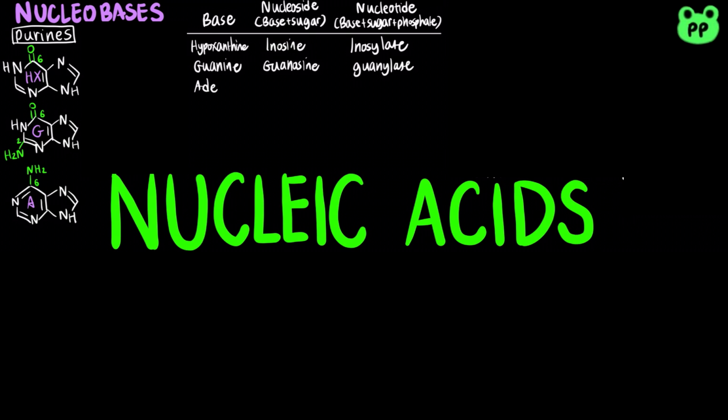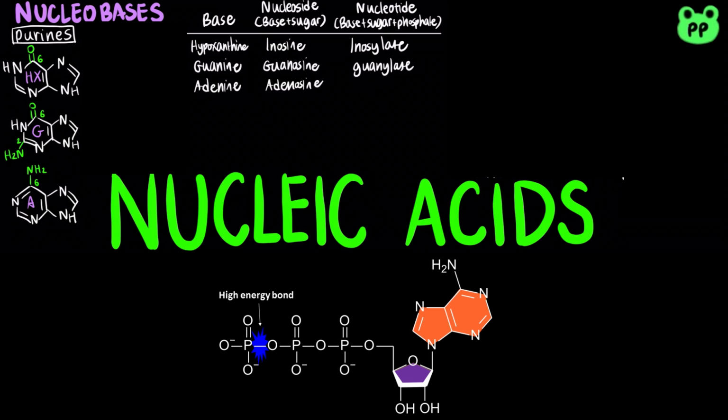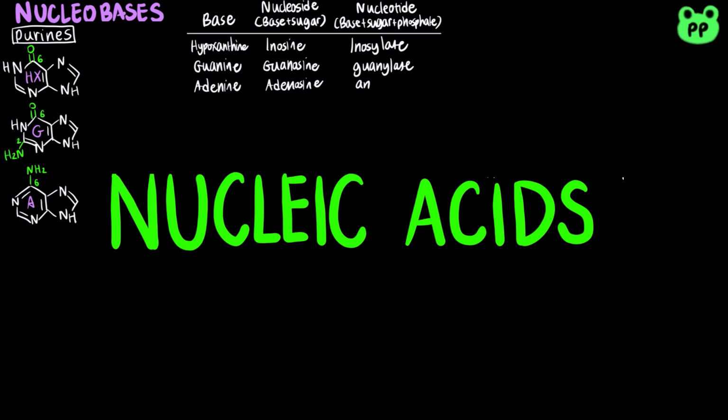Adenine has an amine group on carbon 6. Its nucleoside is known as adenosine. The most important high-energy compound in biochemistry is ATP, which stands for adenosine triphosphate, which is adenosine plus 3 phosphate groups. The nucleotide of adenine is known as adenylate.